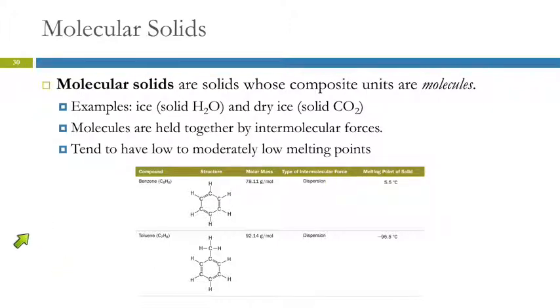So these slides give a little more detail. Molecular solids, the composite units are molecules. The molecules are held together by whatever intermolecular forces they have. The strength of those intermolecular forces is going to affect their boiling points and melting points. In general, though, molecular solids tend to have fairly low melting points because intermolecular forces are not that strong. So solid water and dry ice are molecular solids.